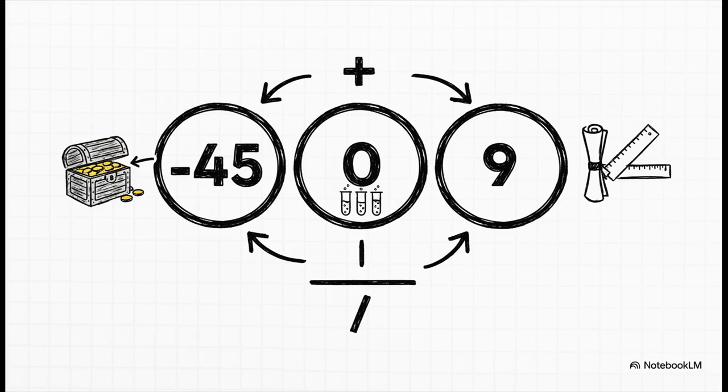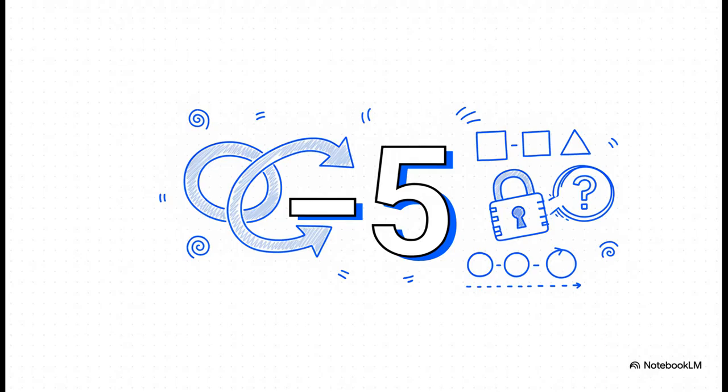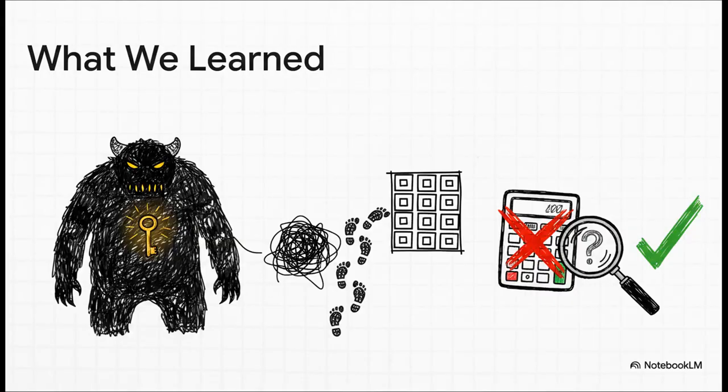After that whole journey, it's almost funny how simple it is. And there you have it, -5. That's the solution to this entire mystery. That huge monstrous equation was hiding a simple integer all along. Case closed.